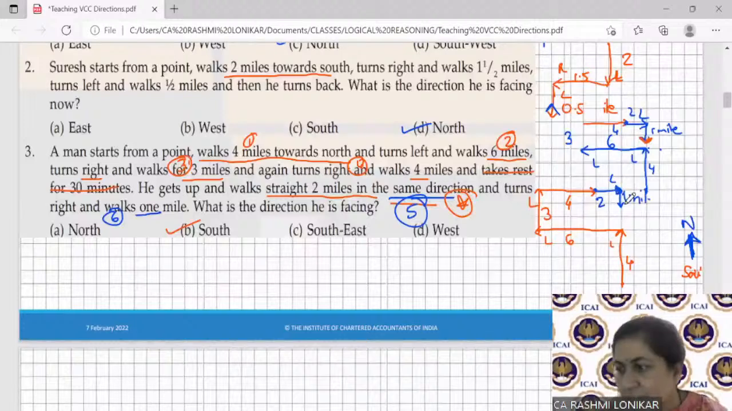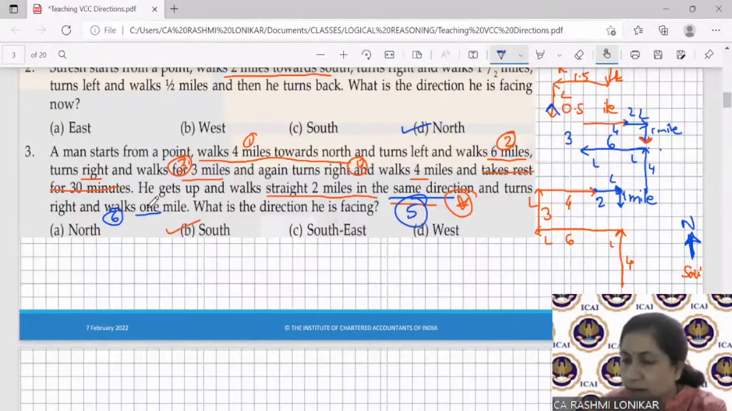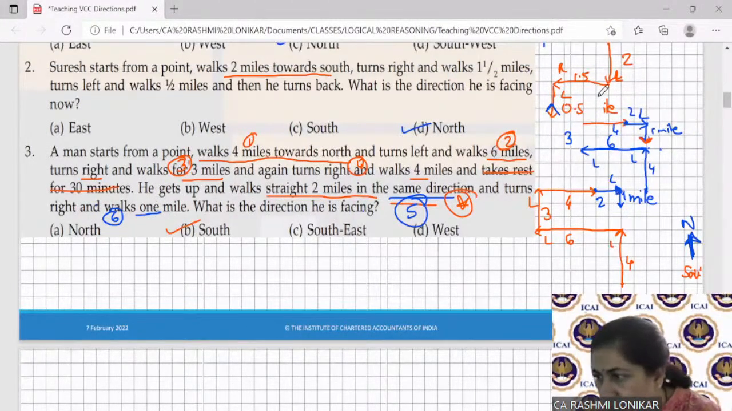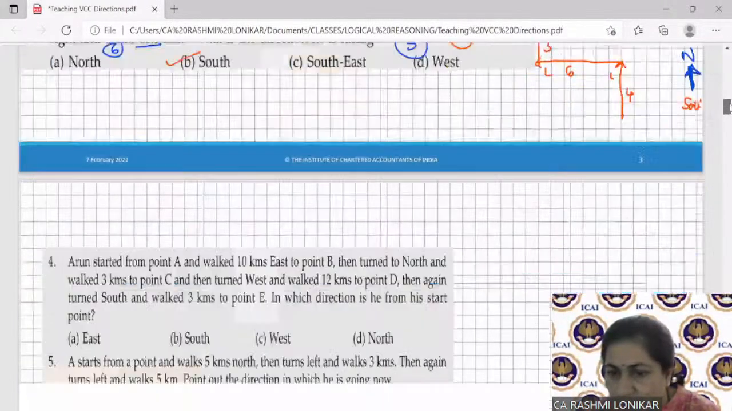So in which direction is it? This is my north, and because this is facing, he's facing south. So I'm saying he's south. So third, B will be the answer. Understood till here? Okay, I'm taking it slowly so that you get the idea of how these sums are.